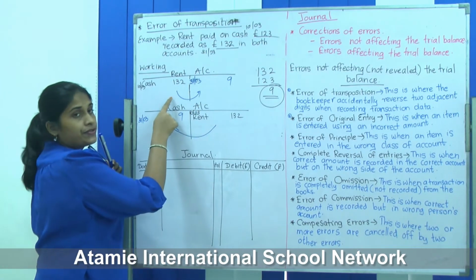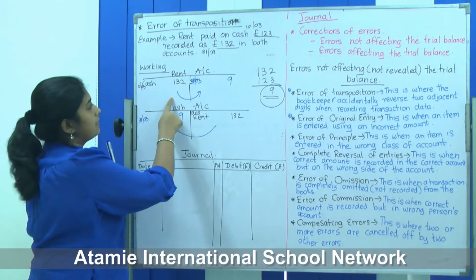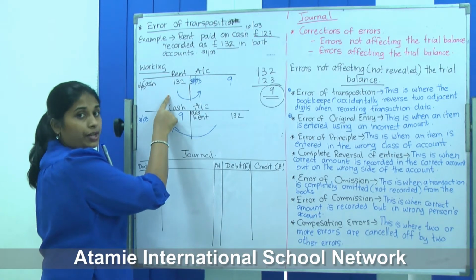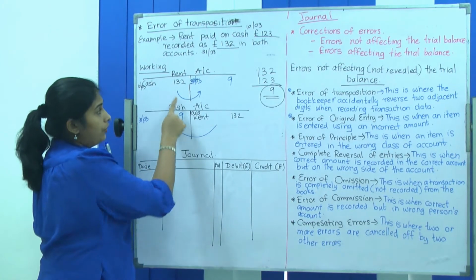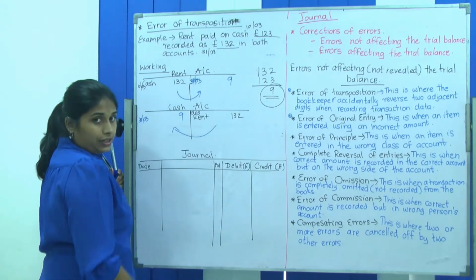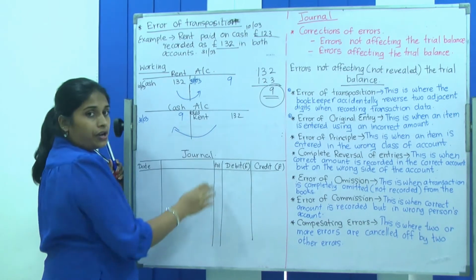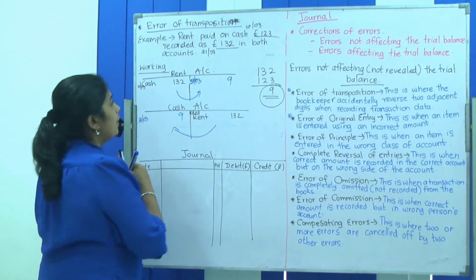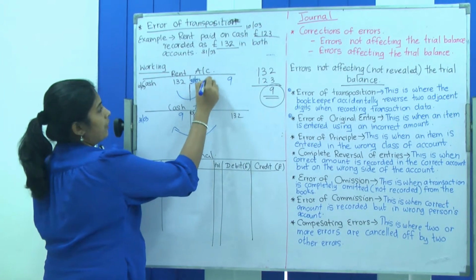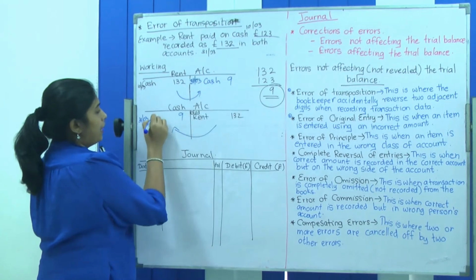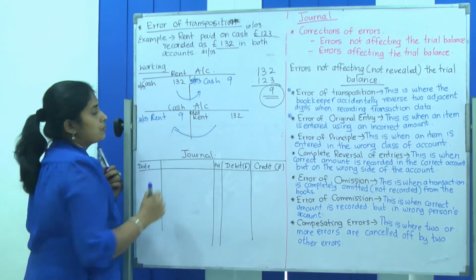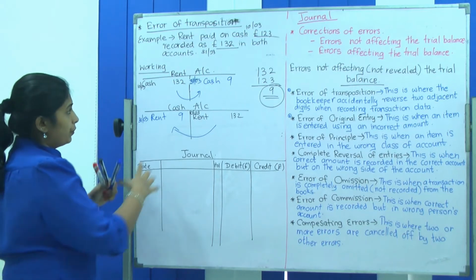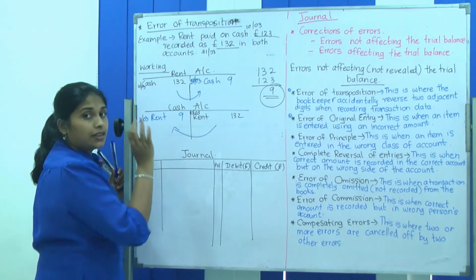The 9 pounds which does not belong to the transaction is recorded on the debit side of the rent account. So to cancel, you have to credit the rent account. In the cash account, it's on the credit side, so to cancel it, you have to debit. Then you have to exchange. In the rent account, you write cash, and in the cash account, you write rent. So we have corrected the error in the T accounts.